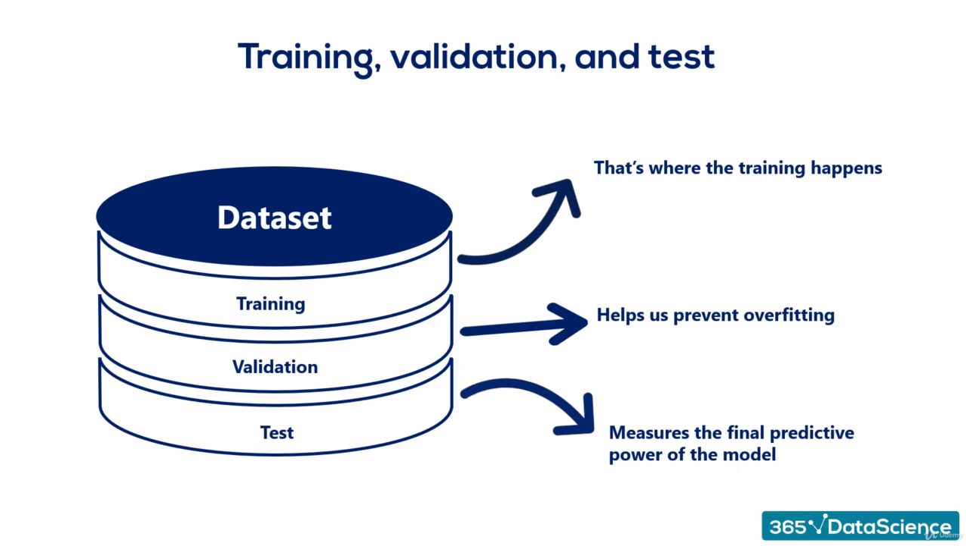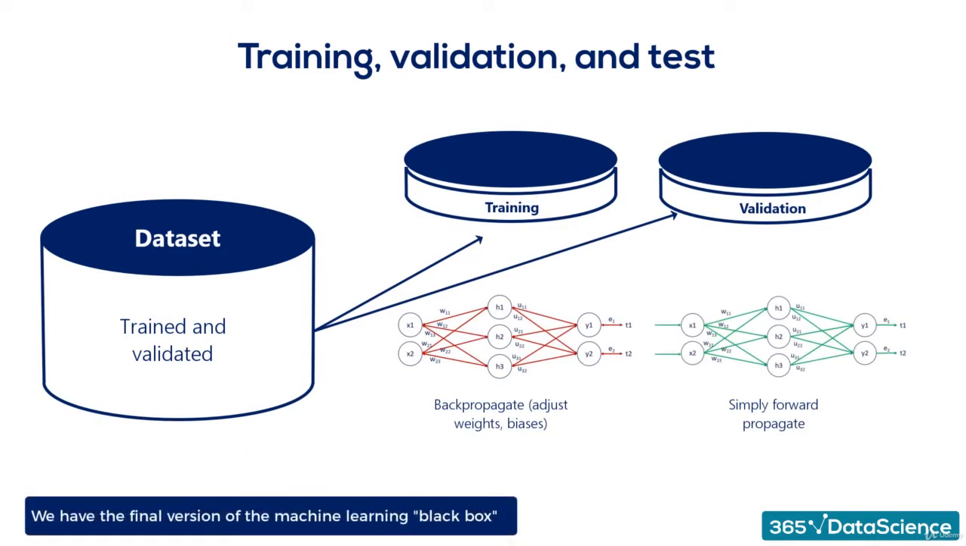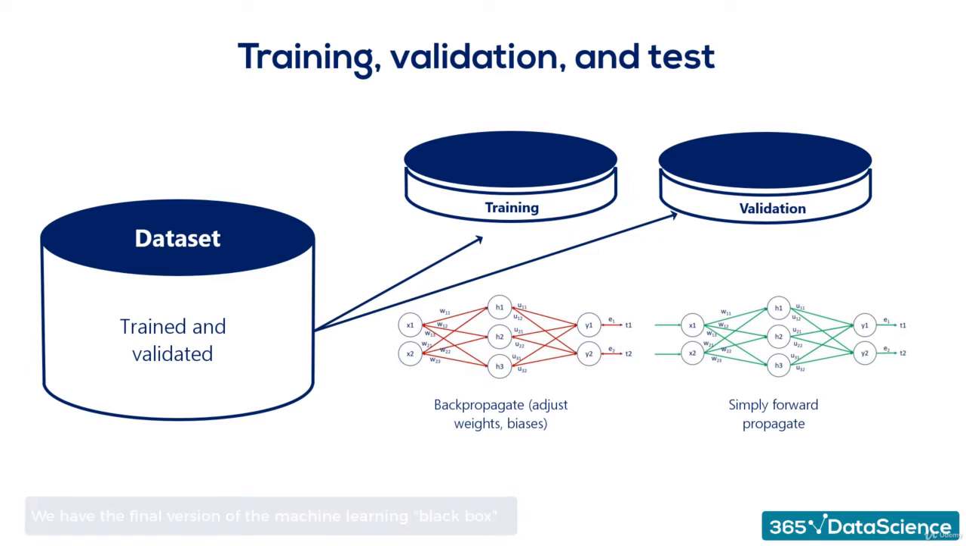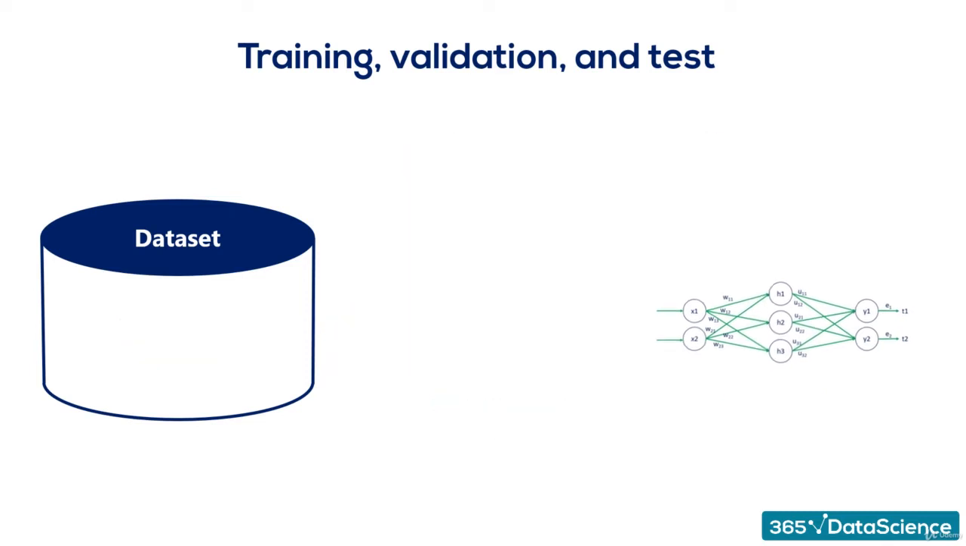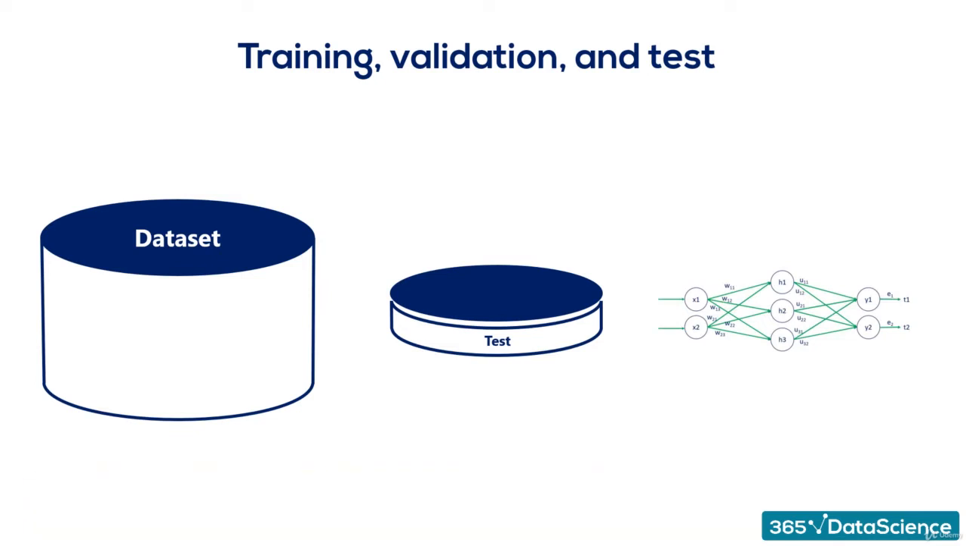So, our dataset is trained and validated. We have the final version of the machine learning black box, right? We are ready to test it with the test dataset. The accuracy of the prediction we get from this test is the accuracy we would expect the model to have if we deploy it in real life. So, the test dataset is the last step we take.